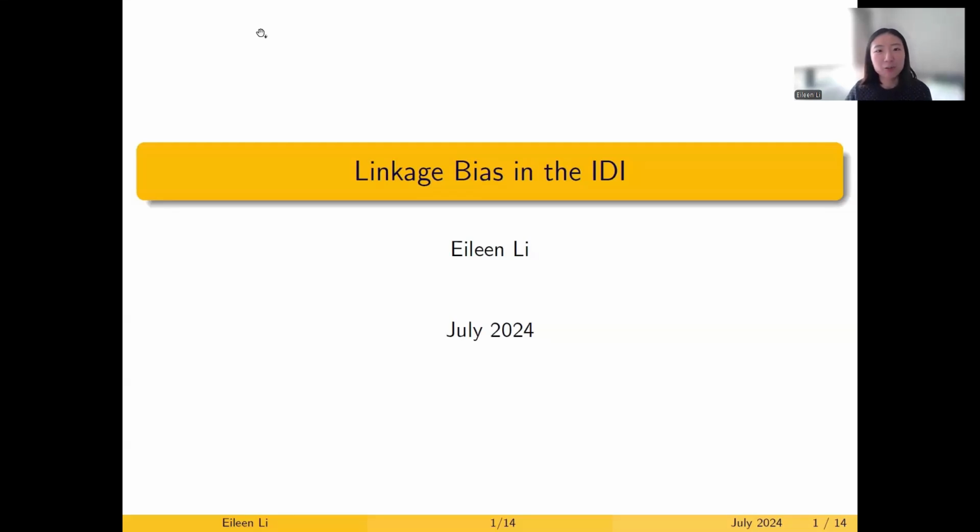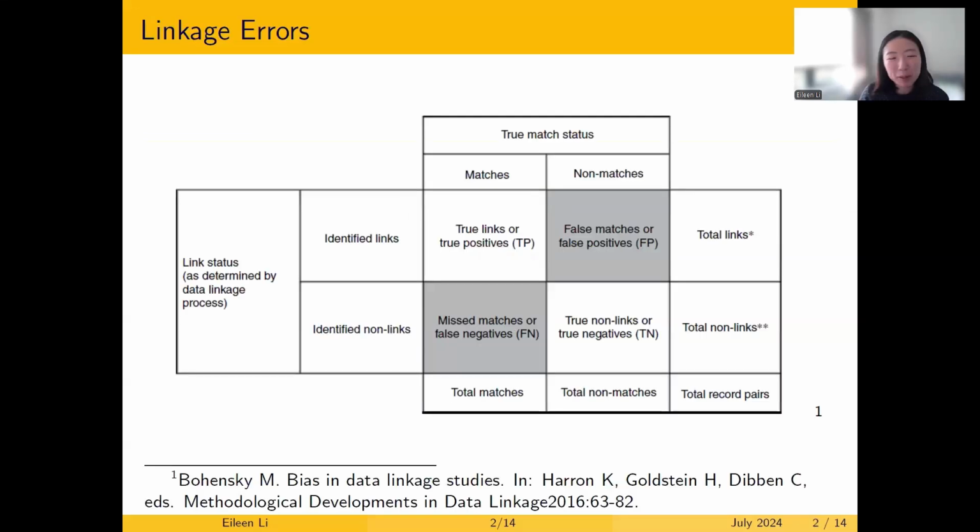I'm going to talk you through my project looking at linkage bias and linkage errors in the IDI. You probably know that record pairs in the IDI are linked through probabilistic linkage, and that means a matching weight is calculated for each record pair, and a threshold is chosen such that records with weight above this threshold are considered true links. This probabilistic linkage process will inevitably introduce linkage errors to the linked datasets, and they can be false links in the top right corner or mislinks in the bottom left corner.